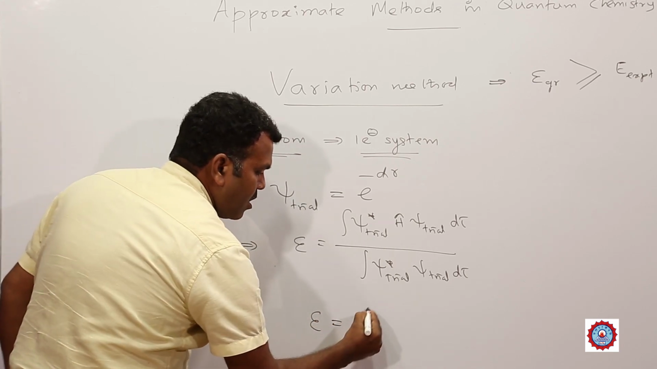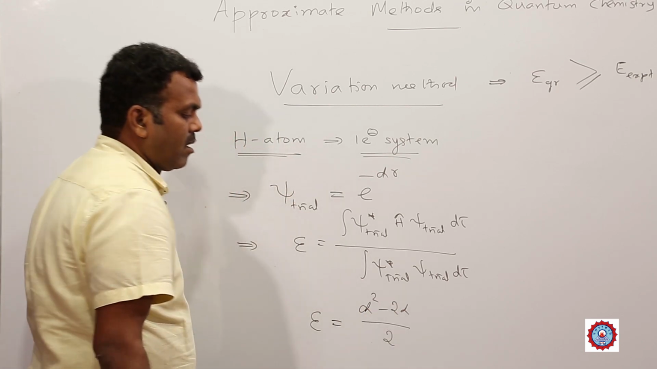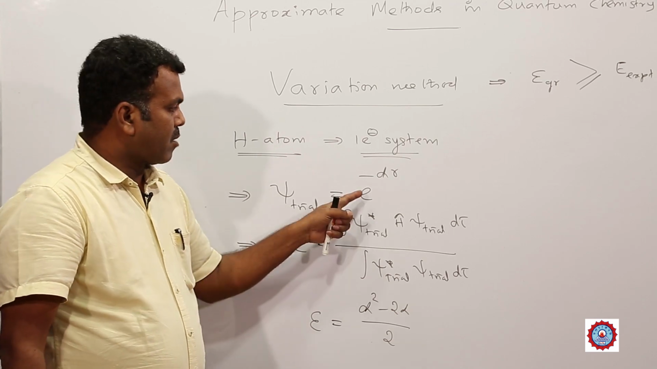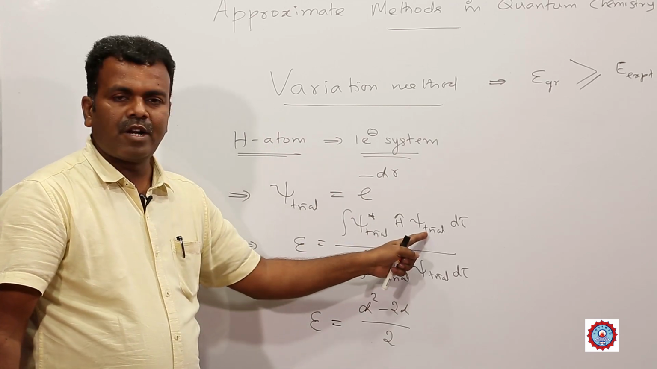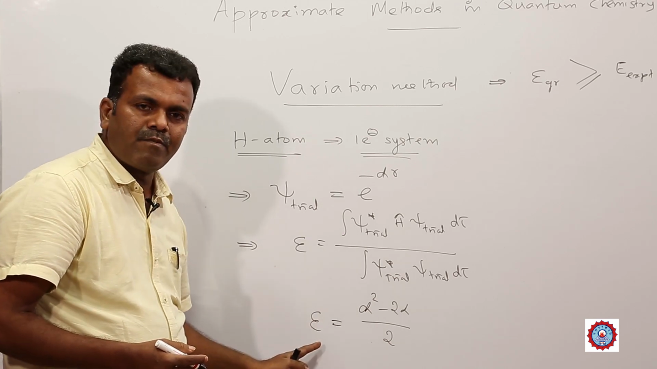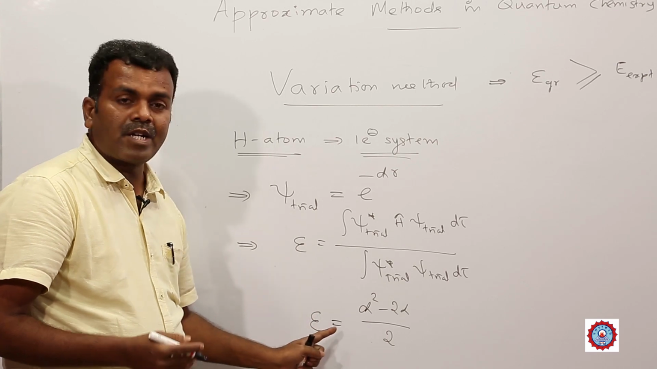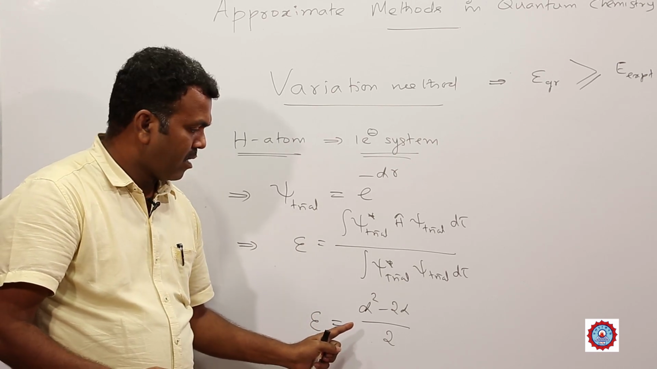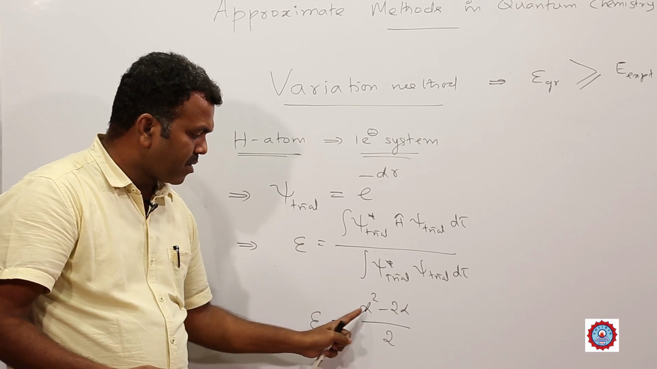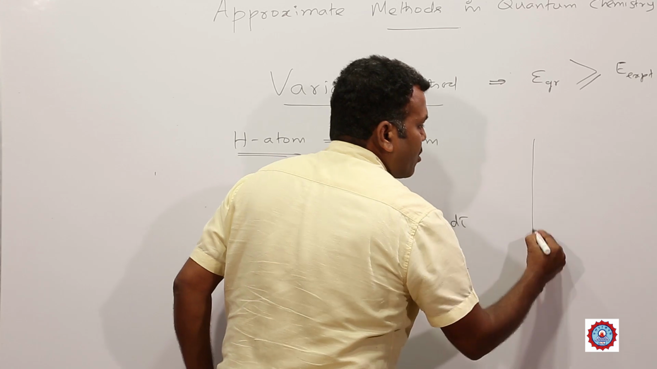E is equal to (alpha square minus 2 alpha) by 2. If you substitute this trial wave function and do the calculation, finally we will end up with this result. This is the energy calculated using the variation method. But this energy consists of alpha. Listen, this is very, very important.